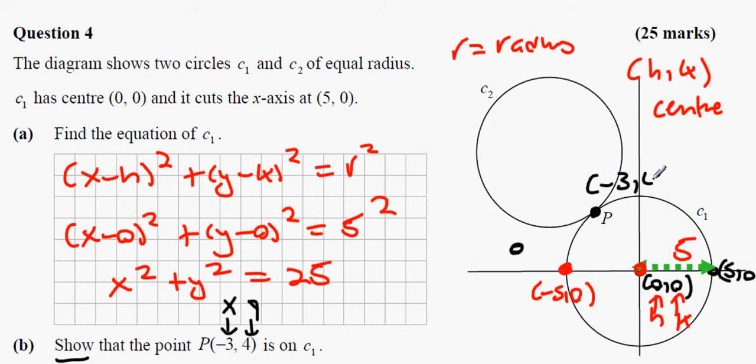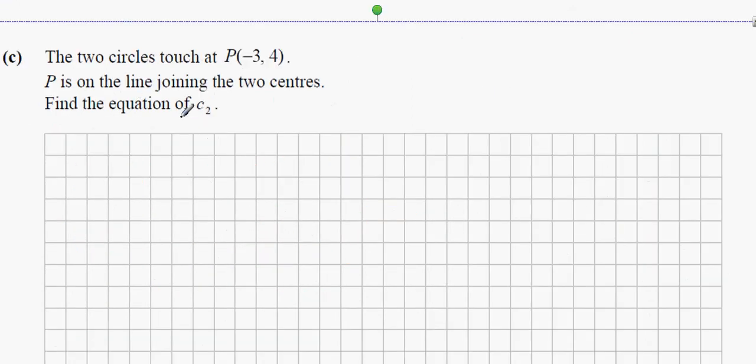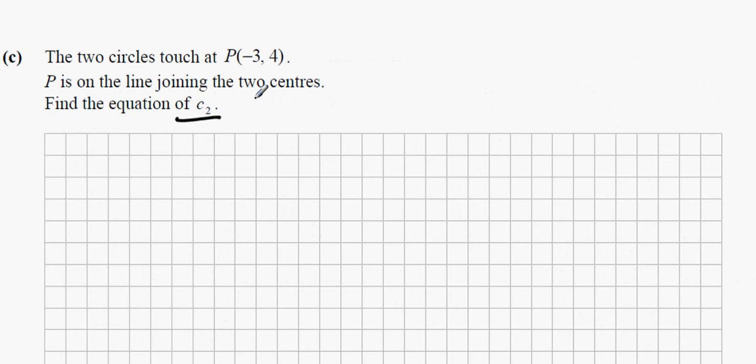Now what we can say is that if we were to join the two centers together and go through P until we hit the center, P is basically the midpoint between the two centers of the circle, okay? So to figure out how we're going to go about doing this question, if I want to find the equation of C2, I want to find the equation of a circle. So first of all, I need to write down the formula for the circle.